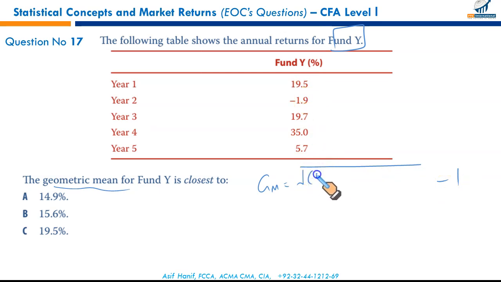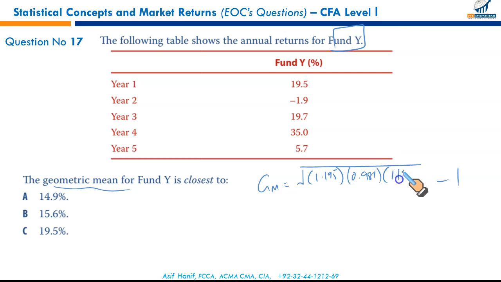19.5 means 1 plus 0.195. Negative 19 is 100 minus 19, that is 1 minus 0.19, so it's 0.81. That's the reason whenever there's a negative sign, you should use this one. Otherwise, having a negative number in the root will result in a mathematical anomaly. The calculator will give a maths error, undefined.